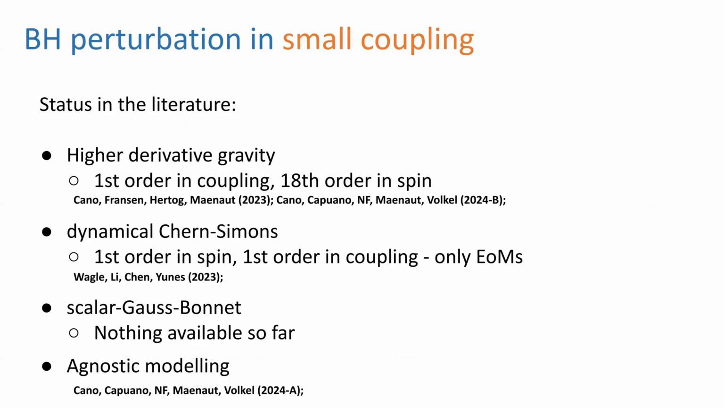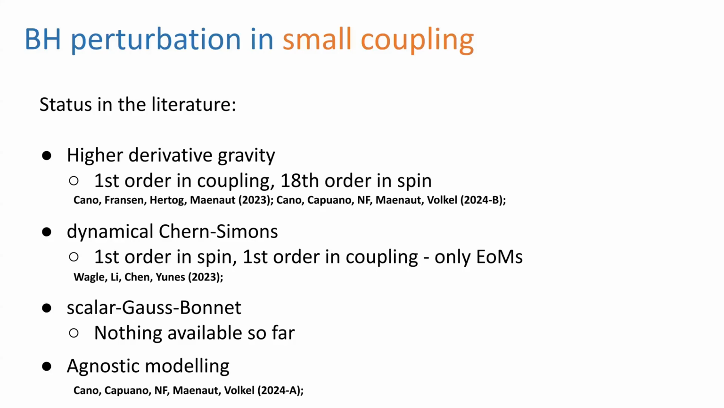So this has been done for a few theories. For higher derivative gravity, calculations have been performed at first order in the coupling, which, as I said, is the main limitation, and 18th order in the spin. And this 18th order is mostly for the computation of the background metric. And it's so high because it's needed to reach the highest possible value of the spin, so that you can have predictions of quasi-normal modes around 0.7, which is what is relevant for observations, because we know that black holes forming from binaries spin with a spin around 0.7.